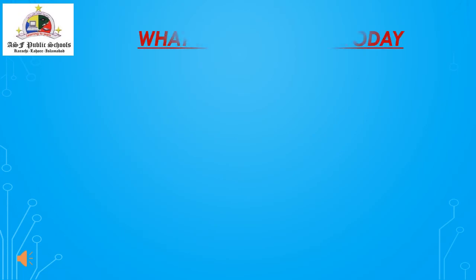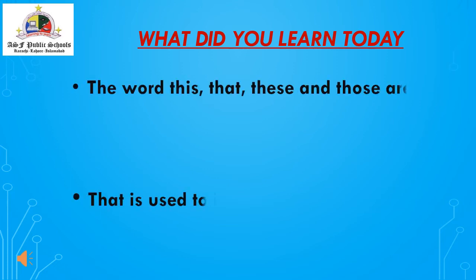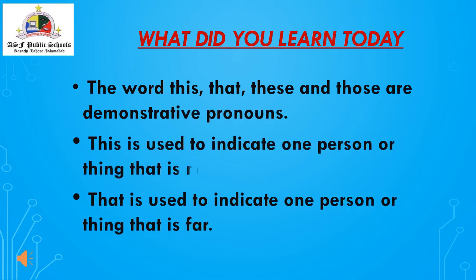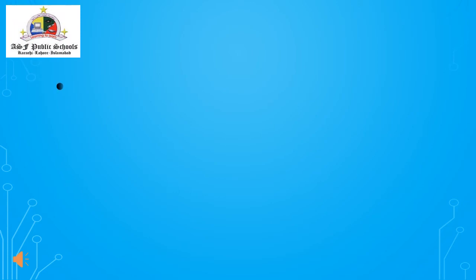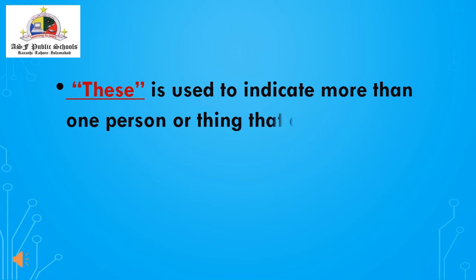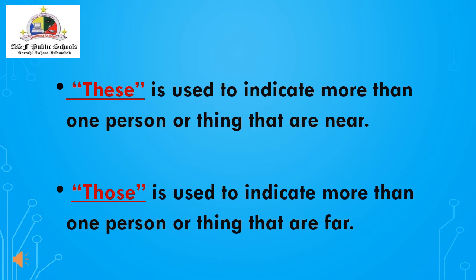Kids, what did you learn today? Let's take a quick review. The words this, that, these and those are known as demonstrative pronouns. This is used to indicate one person or thing that is near. That is used to indicate one person or thing that is far. These is used to indicate more than one person or thing that are near. Those is used to indicate more than one person or thing that are far.